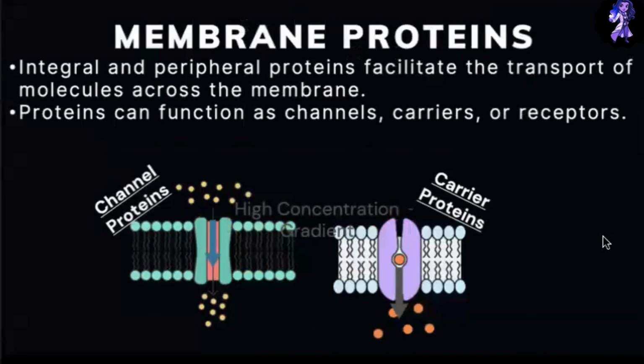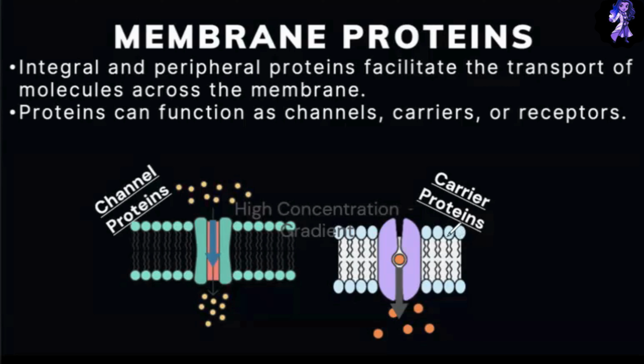We talked about this before, but this is just the continuation of what we spoke about, in which we have membrane proteins. Membrane proteins can be either integral or peripheral. Integral means that it takes up the whole space, while peripheral means that it sort of lays on one side of the phospholipid bilayer. Now, these proteins can be channels, carriers, or receptors.